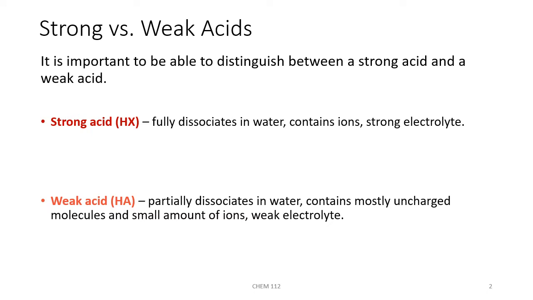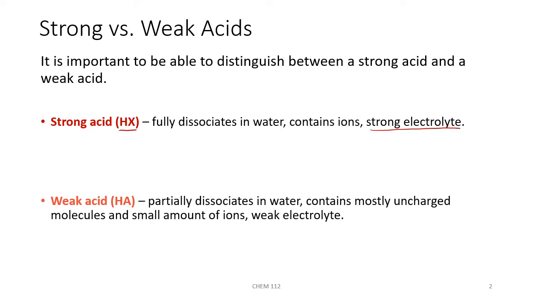A strong acid is one that fully dissociates or ionizes in water. It'll break up 100% into ions, therefore it's a strong electrolyte. The abbreviation often used for a strong acid, just a generic any strong acid, is HX.